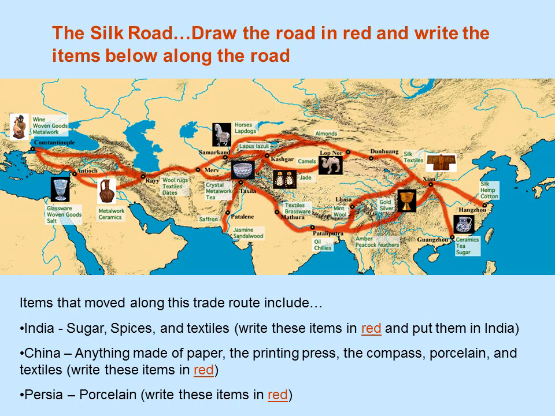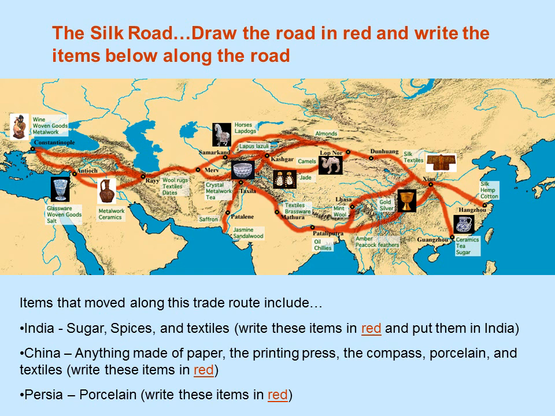We are going to talk about the trade routes that were already in place during the medieval period, and you have a little bit of work to do as you're taking notes. So, you're going to start with the Silk Road. You've heard that 1,000 times by now, and you are going to draw the road in red on your maps. You do not have to make it perfect, but do the best that you can.